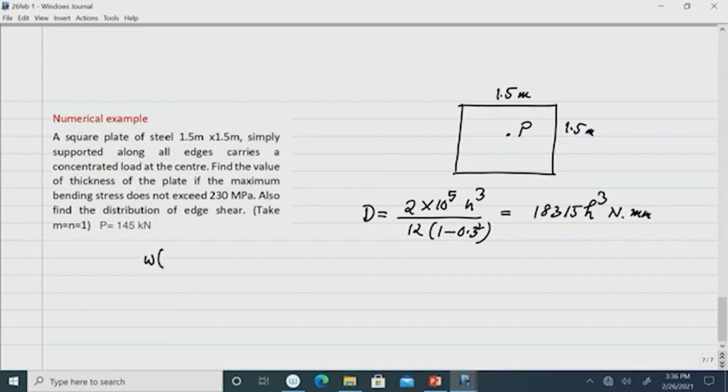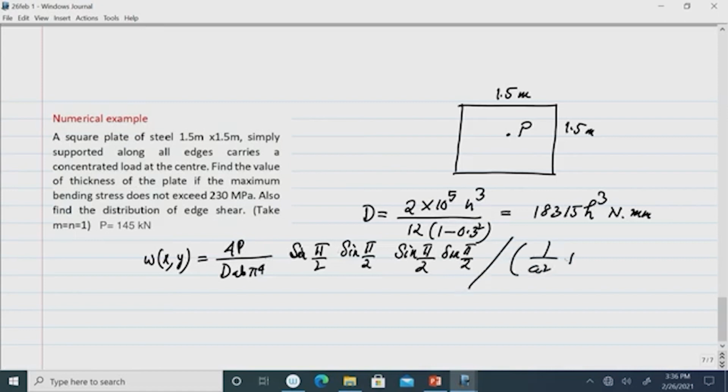Now, W x y, because it is a concentrated load problem. So, it is given, take only one term, m and n equal to 1. So, there is no need for summation. So, we write it because it is acting at the center. So, xi is a by 2 divided by a, that is pi by 2. So, sin pi by 2 is 1, again along the y direction you are also getting sin pi by 2. Because of the central location you are getting all sin functions as sin pi by 2, divided by 1 by a square plus 1 by b square whole square, because we have taken only one term.